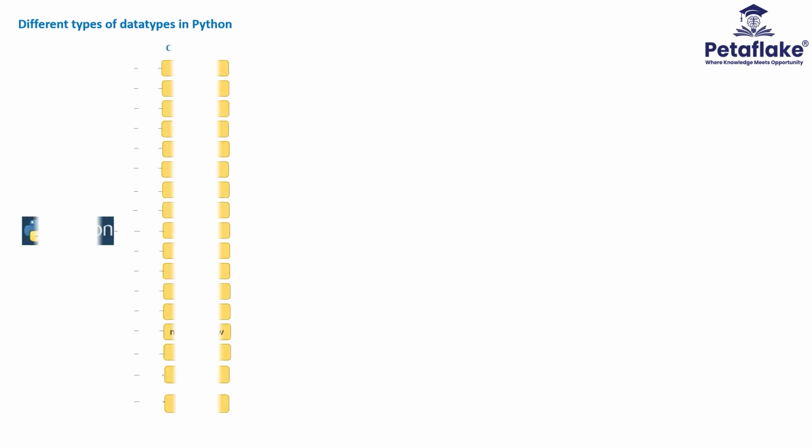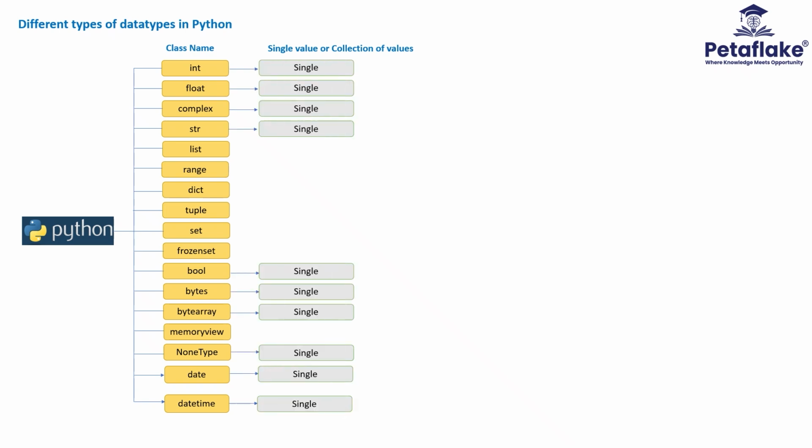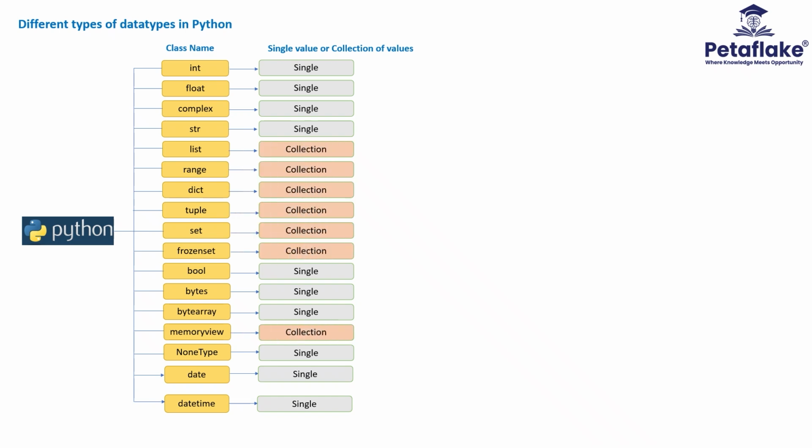These are all the different types of classes available as data types in Python for storing different types of values. Some data types can store only a single value and some data types can store a collection of multiple values of different types. These are all the data types which can store only a single value. These are all the data types which can store a collection of multiple values of different types.